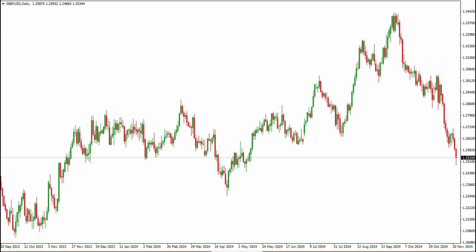Today I will talk about the most important thing in trading: how to find a good stop loss price level. This is the most important thing in price action.